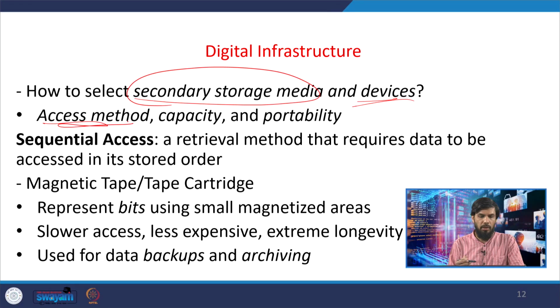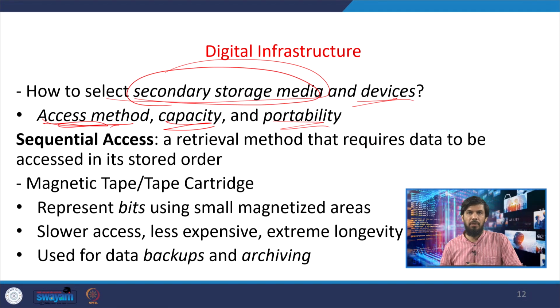access method. For that secondary storage media or device or product, what kind of access mechanism is it following, and whether it is suitable for our need or not. All those factors come under access method. Capacity: whether we can get enough of it to store our large amount of data. Portability: whether it caters to different scenarios in terms of production environment or uses. All these three factors we need to analyze to understand how to select the secondary storage media and devices.